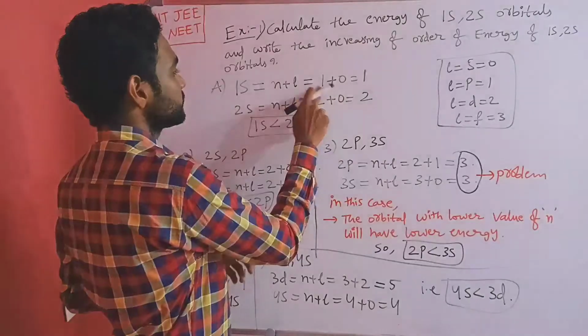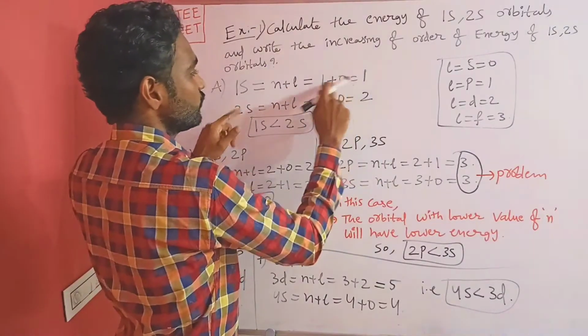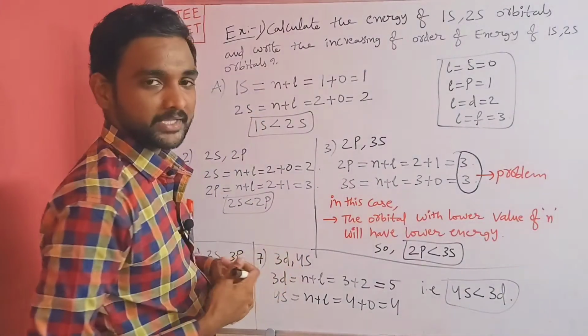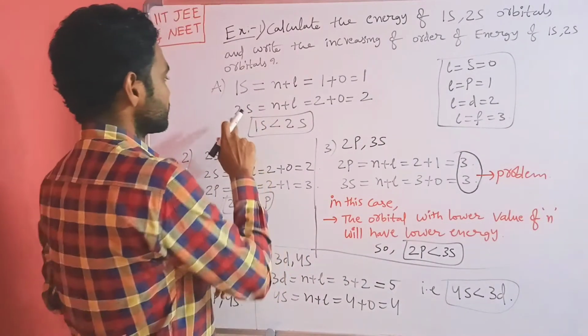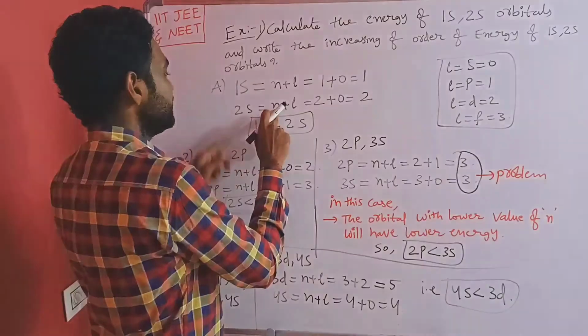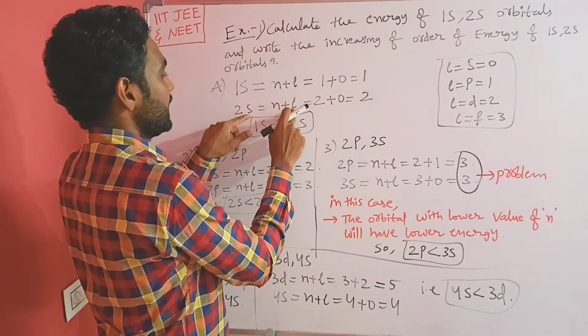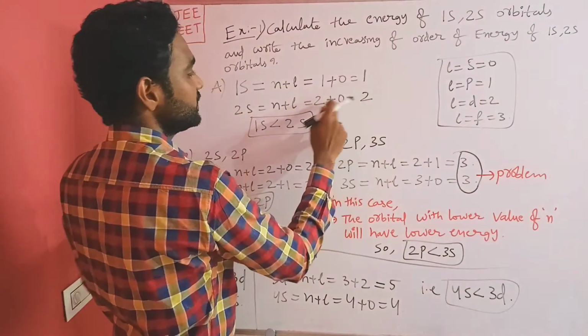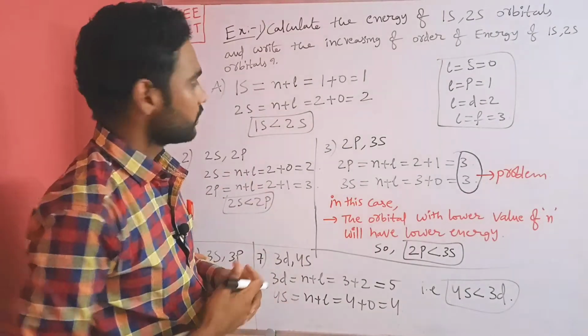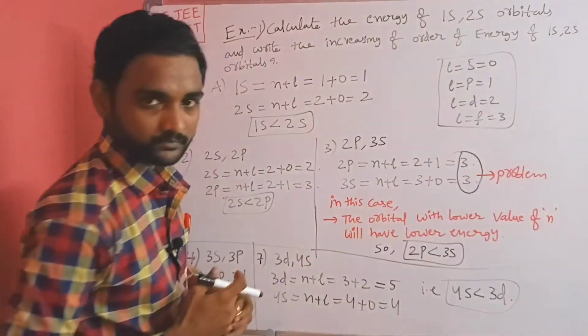Now here n plus l value of 1s orbital I want to calculate. N value 1, l value for s orbital 0. So 1 plus 0 is 1. So 1s orbital n plus l value is 1. Next, 2s orbital n plus l value I want to calculate. See, n value is 2 and l value for s orbital is 0. 2 plus 0 is 2. It means 2s orbital has n plus l value 2.